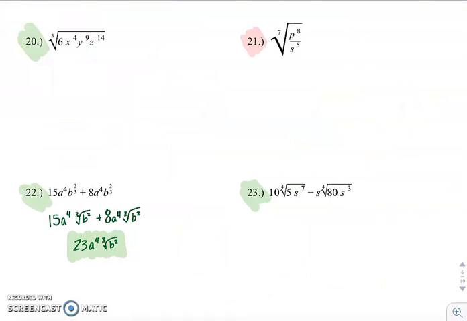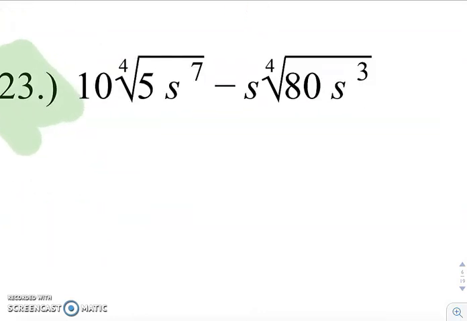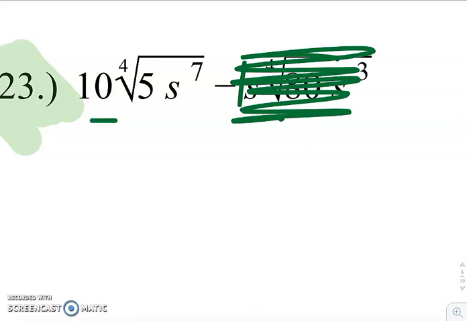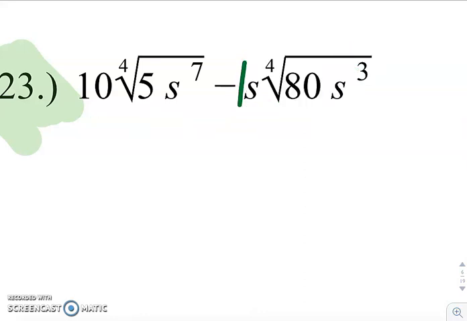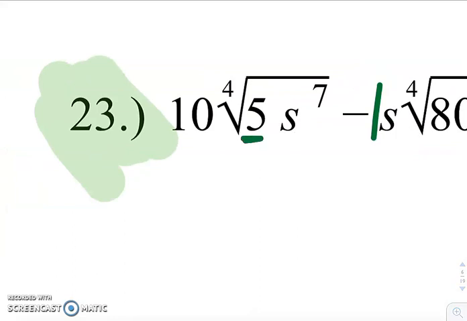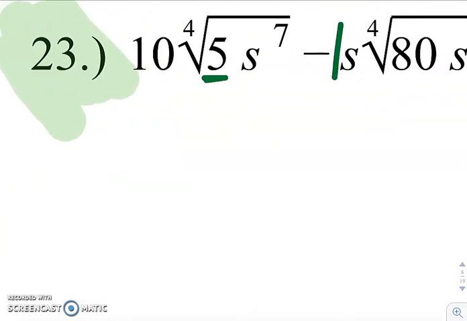Okay, so how about 23? They are nothing alike. We have 10 as the coefficient, and then the fourth root of 5s to the 7th. 1 as the coefficient for the second one, and then s times the fourth root of 80s cubed for the second part. So what should happen is after we're done simplifying these, again, they should be alike, but we just do it one at a time. So almost ignore that this one is over here for right now, and just simplify this first one. You can't take the fourth root of 5 at all.